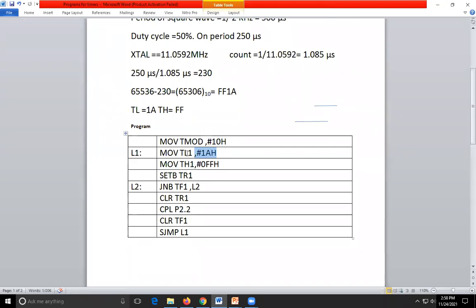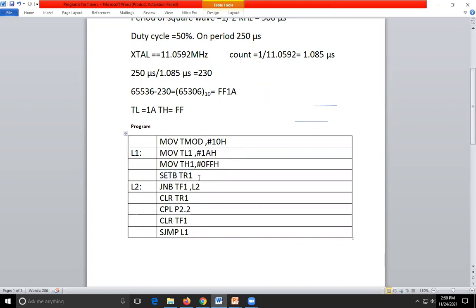So here TL1 is equal to 1H and TH1 is equal to 0FH. After the values are stored into TL1 and TH1, you have to set the timer 1. Means your timer will start after this instruction.